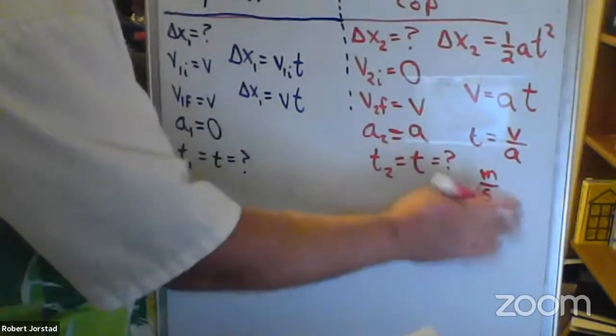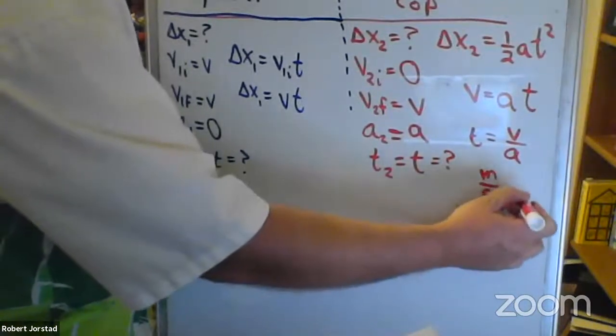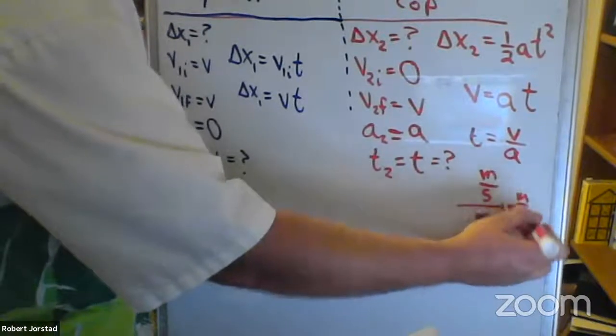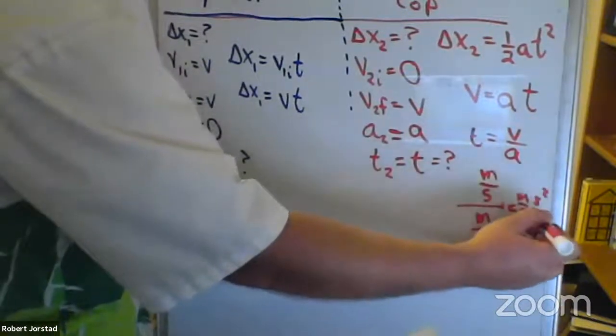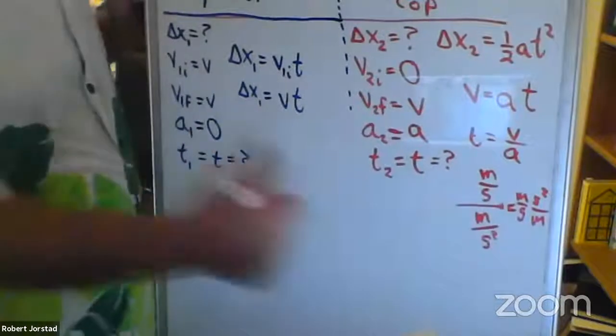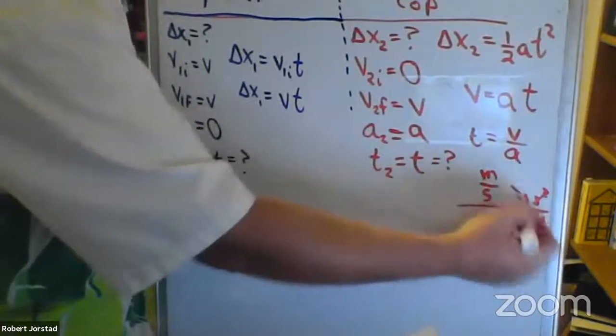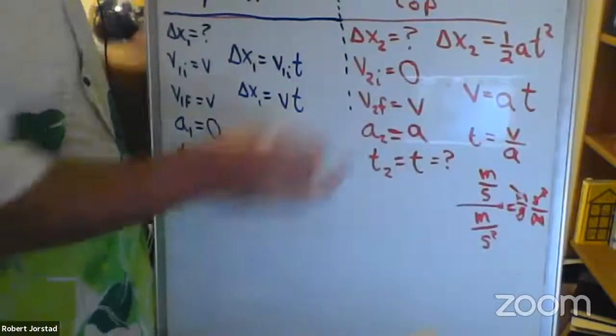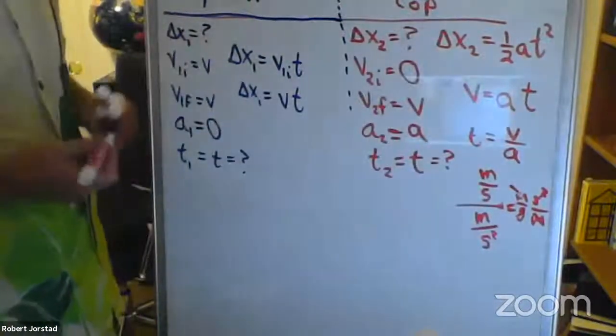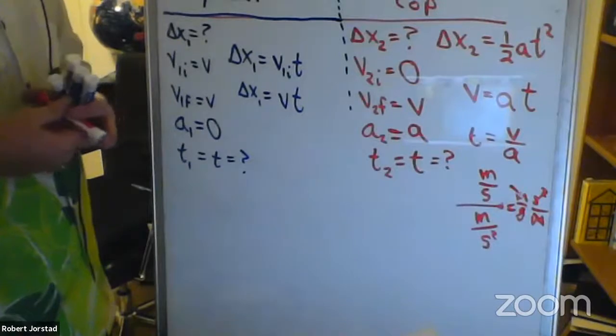Well, that's the same thing as meters per second times second squared per meter. The units check. Seconds for time. I do that before I waste time plugging in, right? You check the units before you waste a whole lot of time.